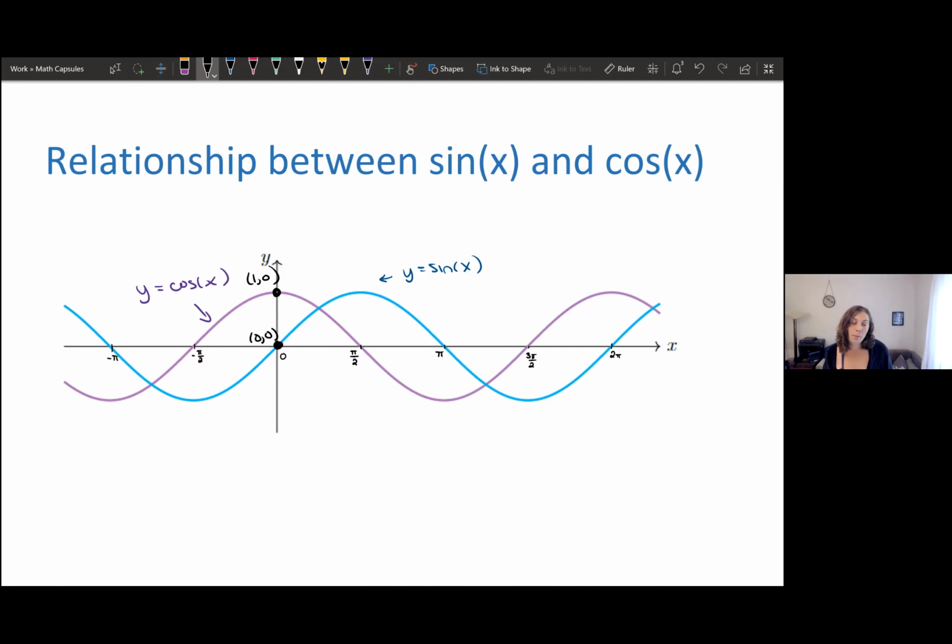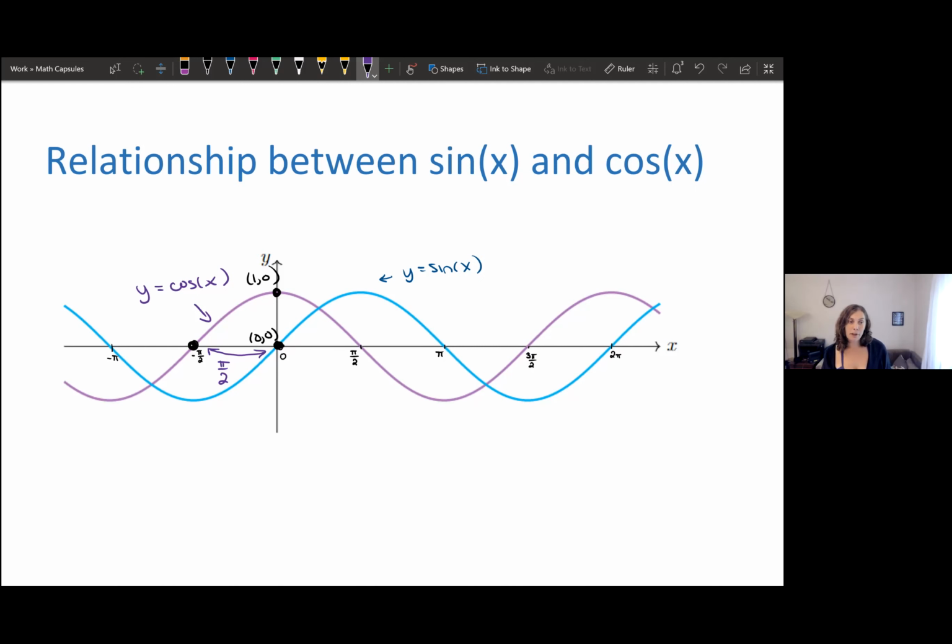When does that same point occur for the cosine graph? I'm looking for the nearest point on my purple function that is having the same behavior. That would be over here at negative pi over 2, because at negative pi over 2, cosine is doing the exact same thing. It's crossing through the x-axis and going up. So what I can see is that these pictures are really the same, except with a shift of pi over 2.